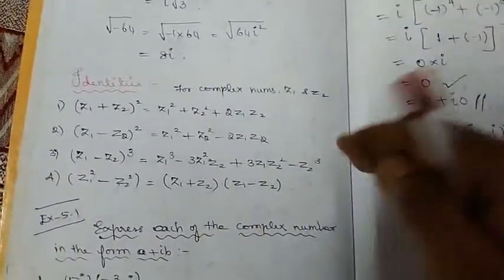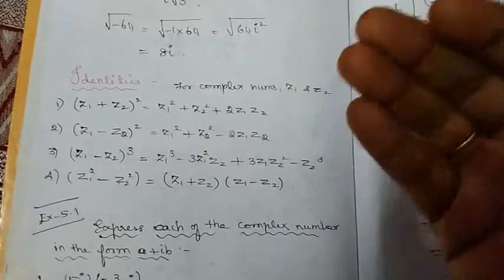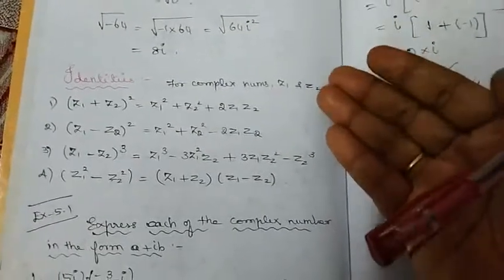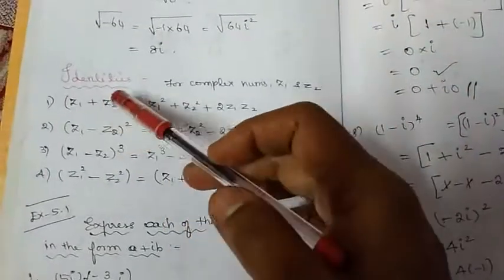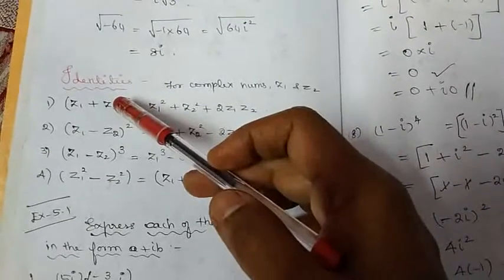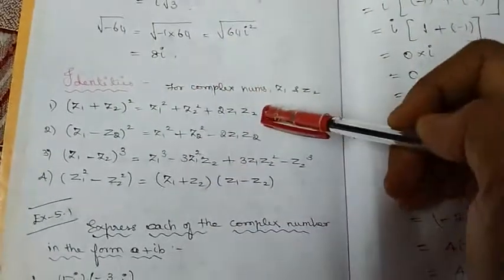Right? Next, few identities also we have seen. The identities which are true for the real numbers are also true for complex numbers. Like a plus b the whole square. a plus b the whole square is a square plus b square plus 2ab.